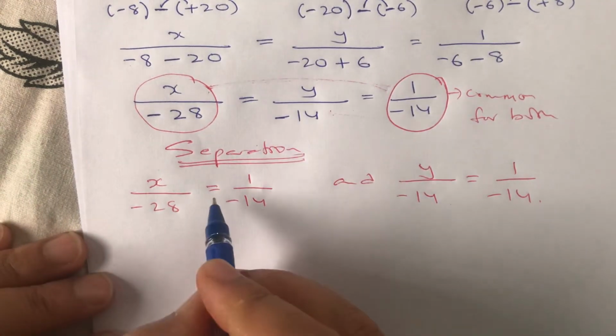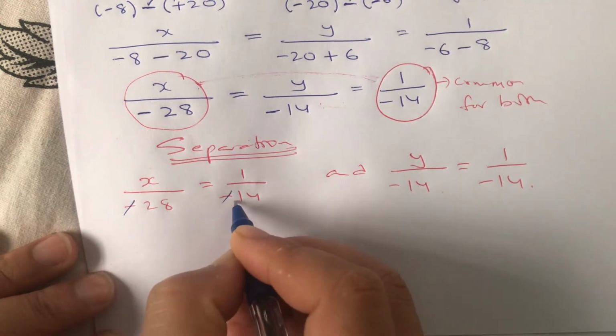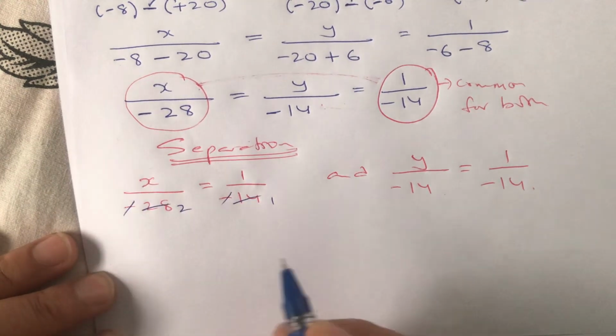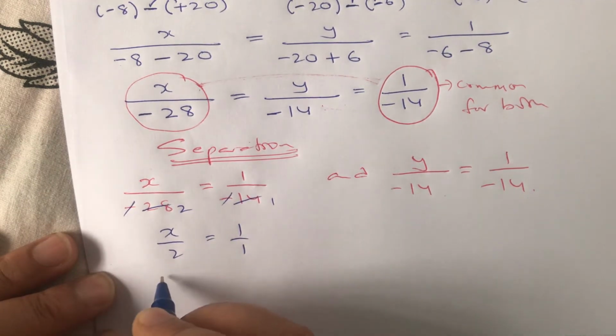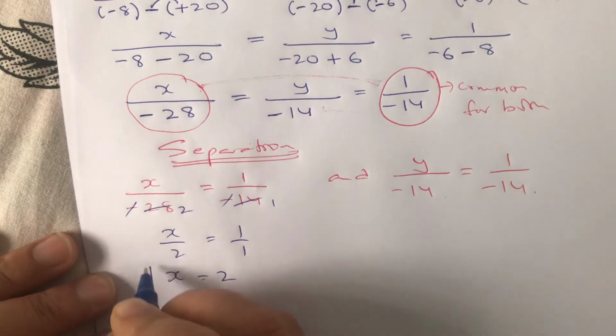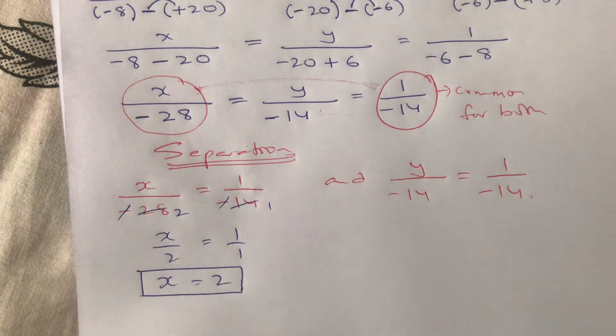Now over here it's a normal one line, I just have to cross multiply, but before that the minus gets cancelled, and I can cancel this also. 14 1s are 14, 2s are 14, so I have x by 2 is equal to 1 by 1. So when I cross multiply, 1 into x gives me x, 2 into 1 will give me 2. So x is equal to 2. That's my answer. Is that okay?